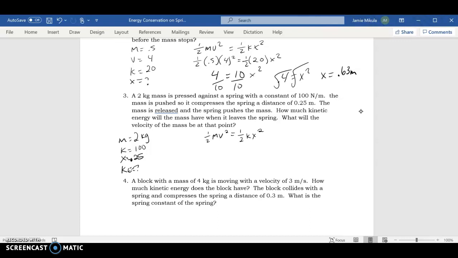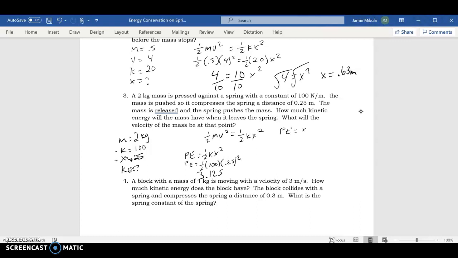Actually, let me take a step back here. Since we have k and x, let me find the potential energy first. So there's different ways you can do these, clearly. You can set things equal or solve for one and plug it in somewhere else, depending on how you like to do that. So 1/2 times 100 times 0.25 squared. The potential energy of this spring is 3.125.